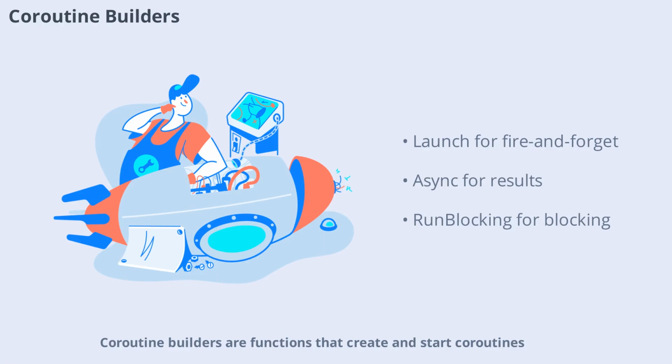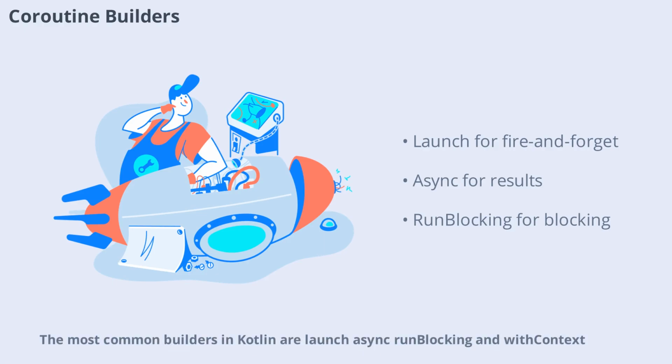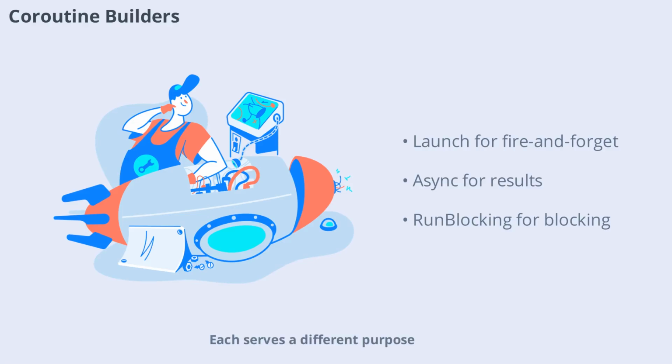Coroutine builders are functions that create and start coroutines. The most common builders in Kotlin are launch, async, runBlocking, and withContext. Each serves a different purpose, from fire and forget tasks to returning results or switching contexts.